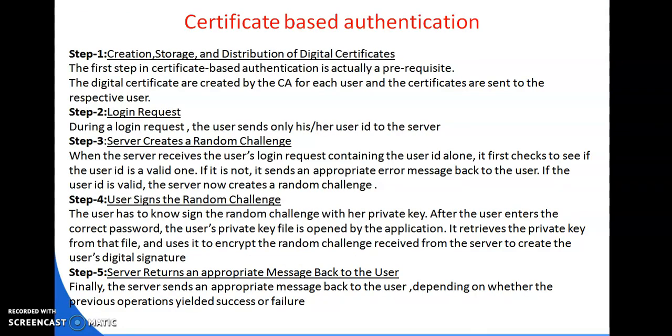Certificate based authentication, step 1. What is the certificate based authentication? Working of certificate based authentication. Step 1, creation, storage and distribution of digital certificates. The first step in certificate based authentication is actually a prerequisite. The digital certificates are created by the CA for each user, and the certificates are sent to the respective user.